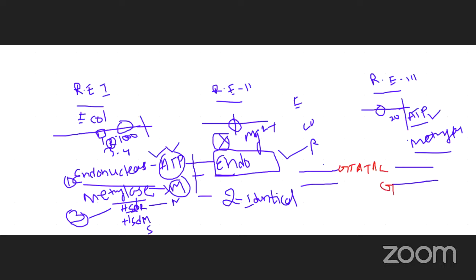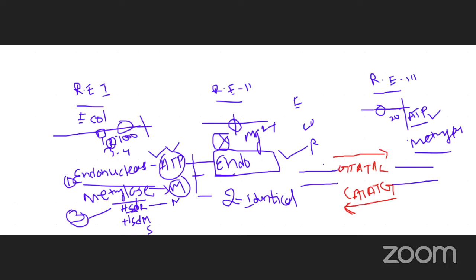G T A T A C. So this is the palindromic sequence. That means if you read in this direction, G T A T A C, it is the same in this direction, G T A T A C. This is a palindromic sequence, and this sequence is present in types 1, 2 and 3 also.